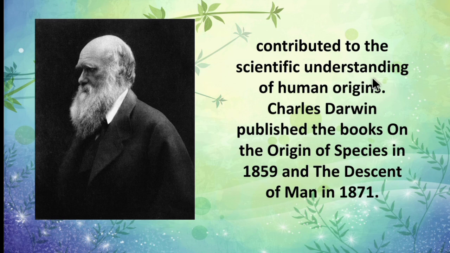Charles Darwin's theory contributed to the scientific understanding of human origin. It gave the scientific knowledge about the human origin. Charles Darwin published the books On the Origin of Species in 1859 and The Descent of Man in 1871. These two books tell about the scientific knowledge behind human origin.